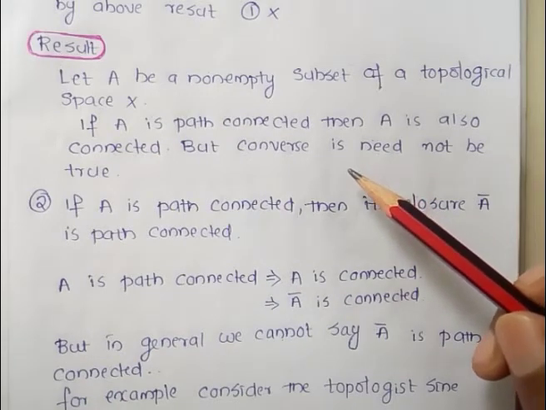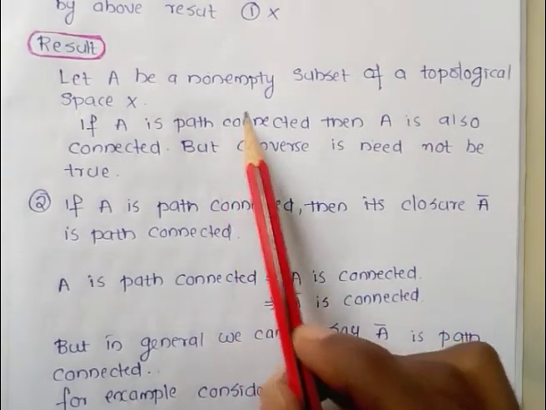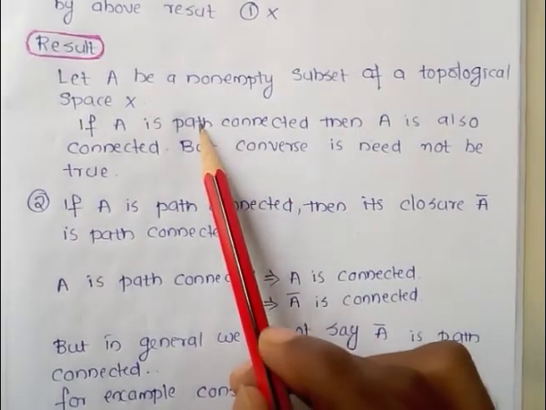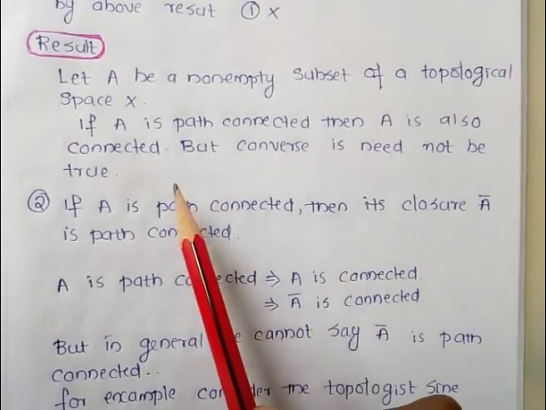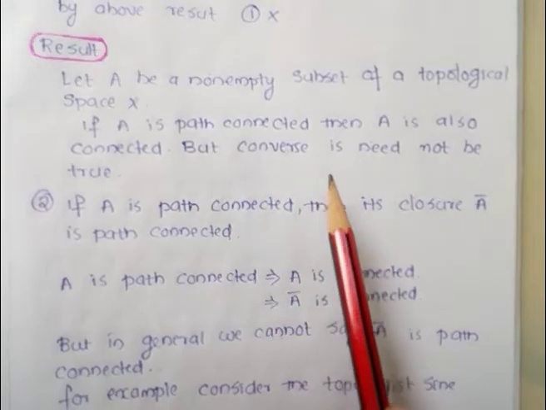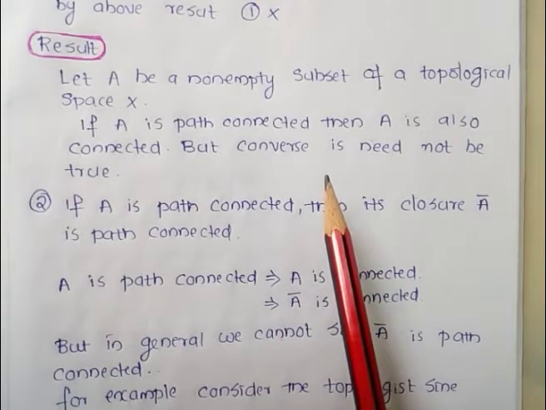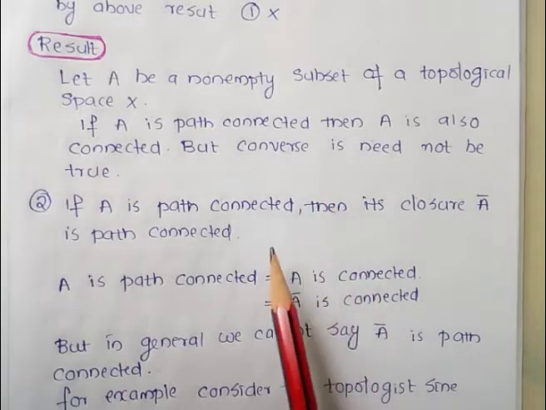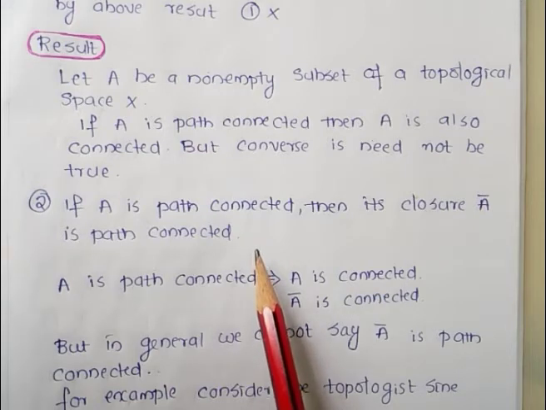For solving the second option, we want some result. Let A be a non-empty subset of a topological space X. If A is path connected, then A is also connected, but the converse need not be true. That is, A connected does not imply A path connected. Our second option says that if A is path connected, then its closure A closure is path connected. So we want to verify whether it is true or not.